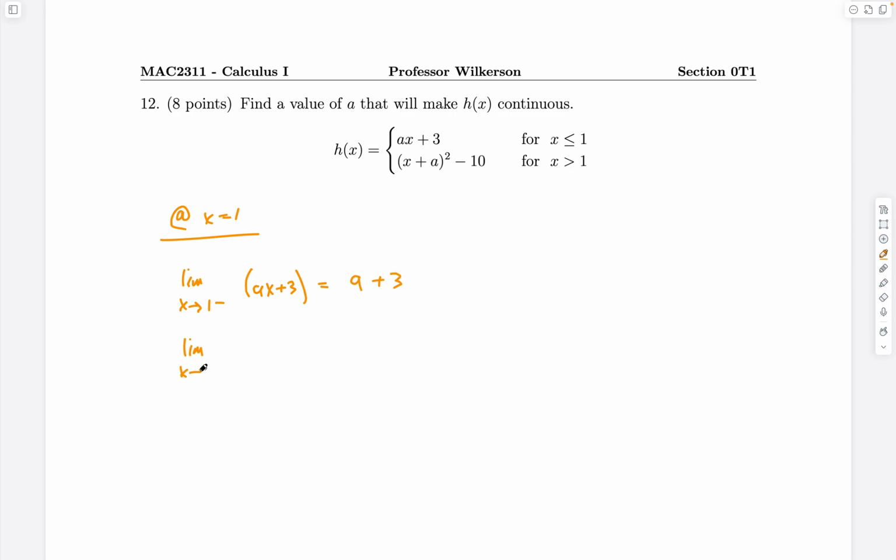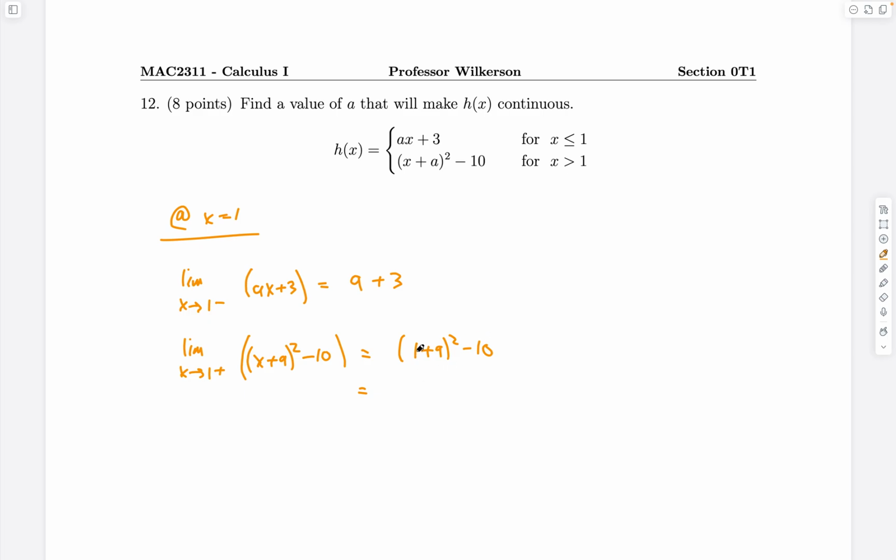If I solve the right side, 1 from the right, I'm going to do values bigger than 1, right? 1 from the right would be values a little bit more positive magnitude than 1. So I use the bottom expression, x plus a squared minus 10. And what happens when you take the limit as we go 1 from the right side? Well, you plug in 1, you get x goes to (1 plus a) squared minus 10.